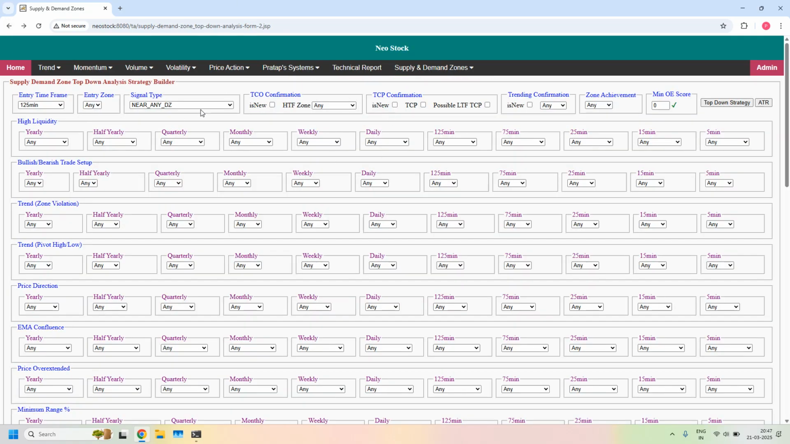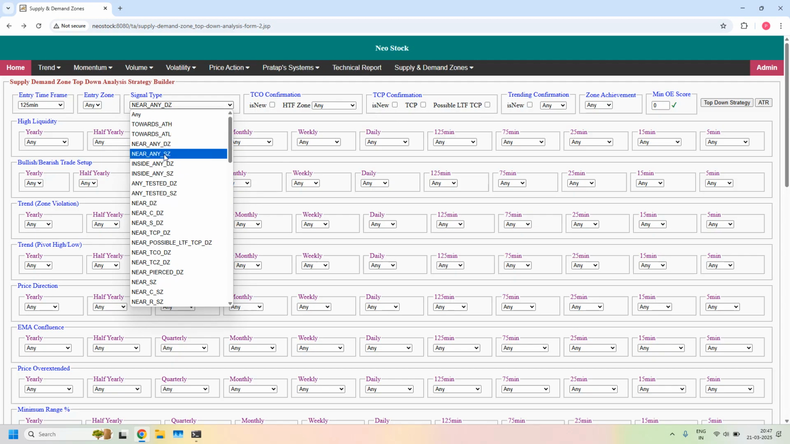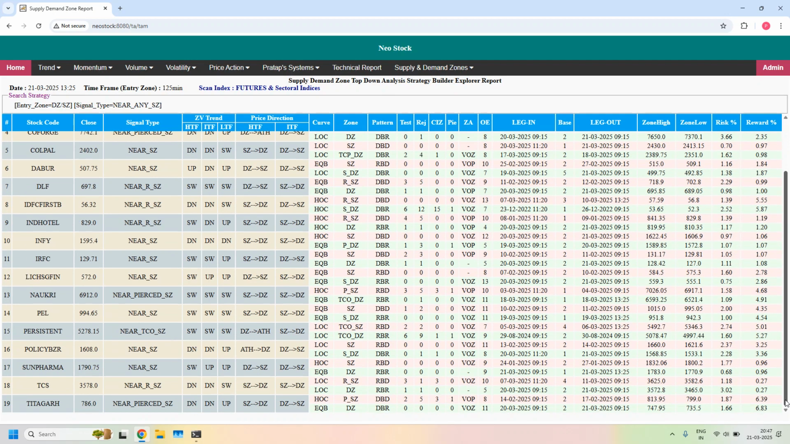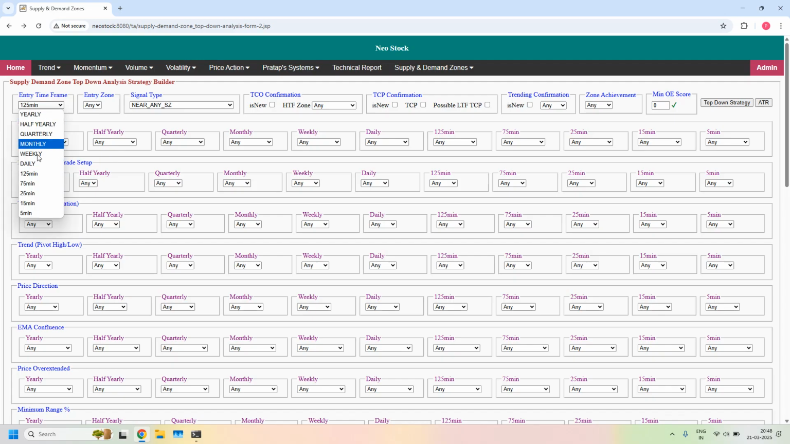Next, stocks near the 125 minutes supply zone. First 15 stocks in the list. I'm scrolling the list down. So in total 19 stocks are filtered. Okay. Next time frame is 75 minutes. Entry time frame 75 minutes.